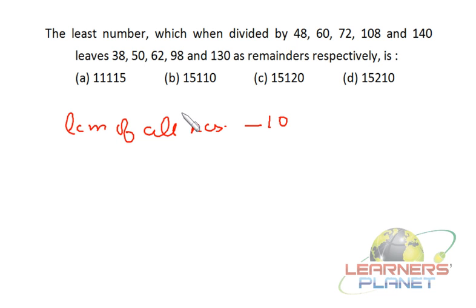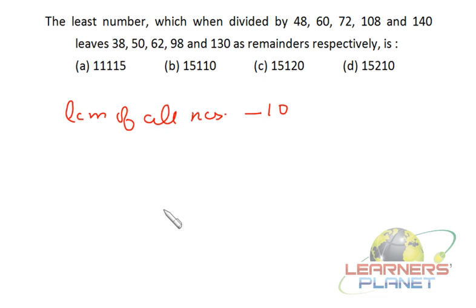Now even we can go for backward approach. We can eliminate the options. Let's see how it happens. Now our answer must be LCM of all the numbers minus 10. That means if we add 10 to the options, the result should be a multiple of all of them, that is 48, 60, 72, 108 and 140.